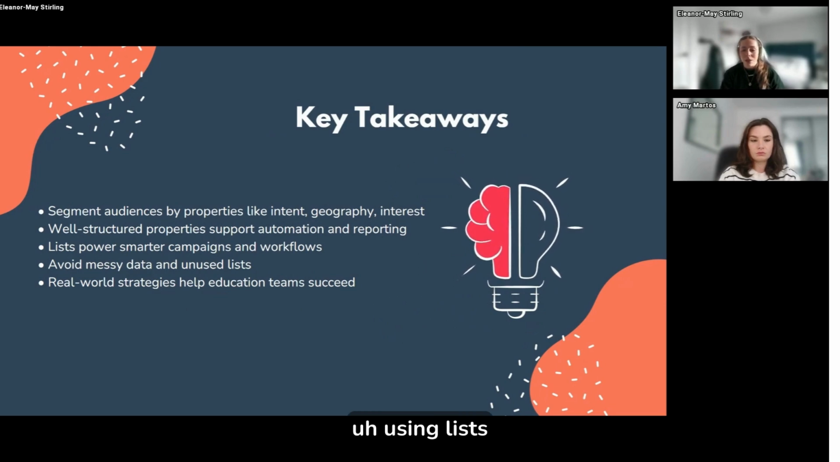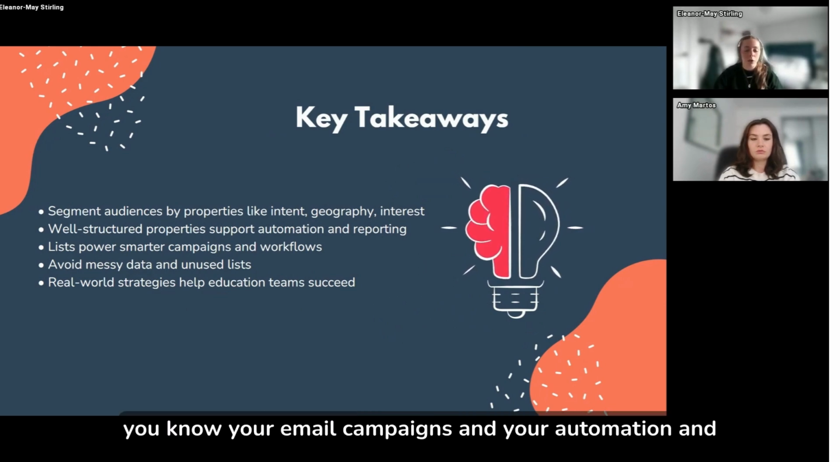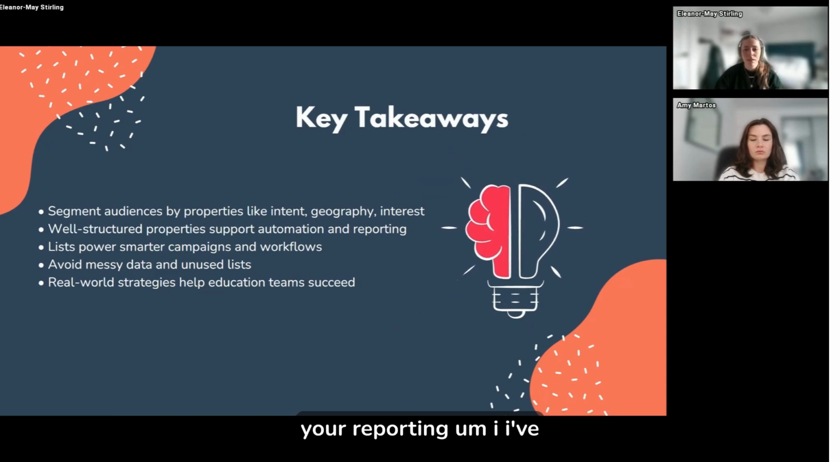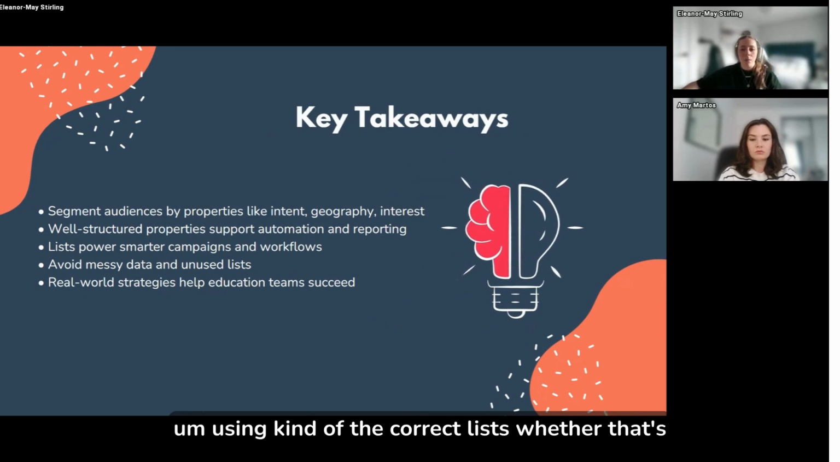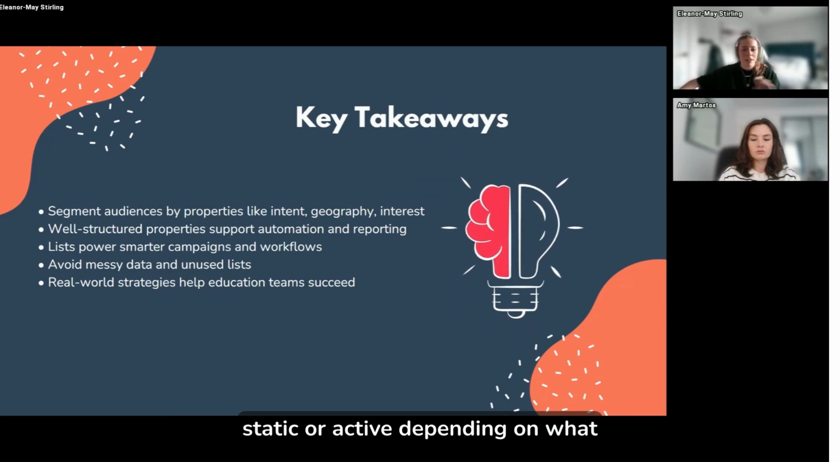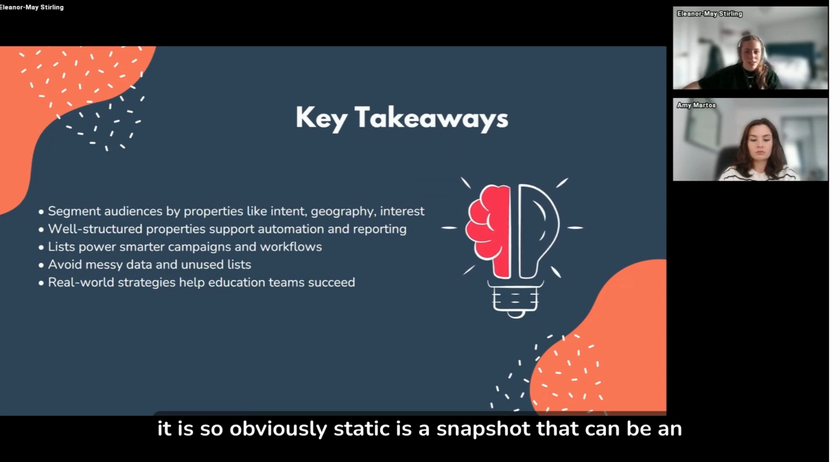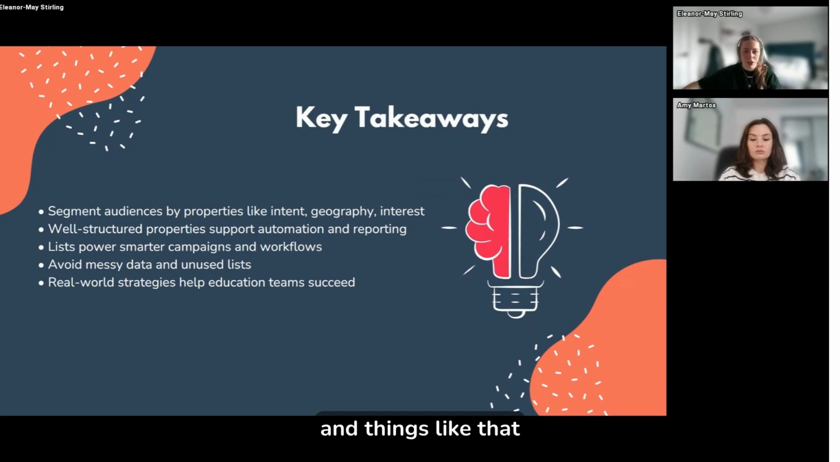Also, using lists strategically to power your email campaigns and your automation and your reporting. I've highlighted that before, and using the correct lists, whether that's static or active, depending on what it is. So obviously static is a snapshot, that can be an event, and active is ongoing applications and things like that.